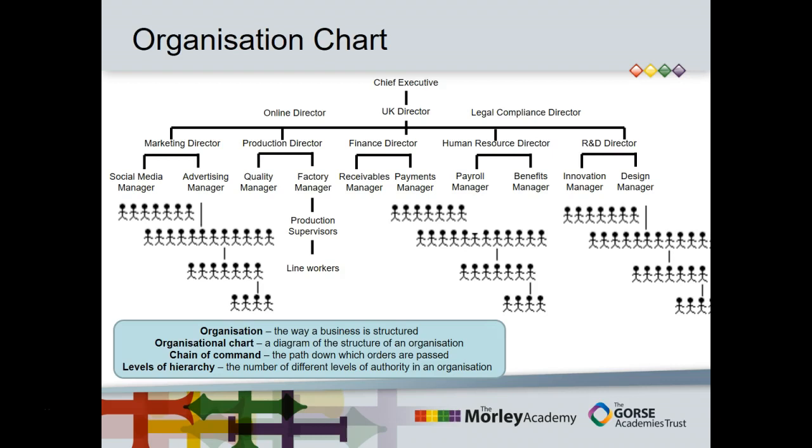Now, chain of command. Imagine that we are trying to get information down to Bob and his team down here. How would we go about doing that? How would those orders be passed down? So really listen out for some of the keywords that I'm going to use here.